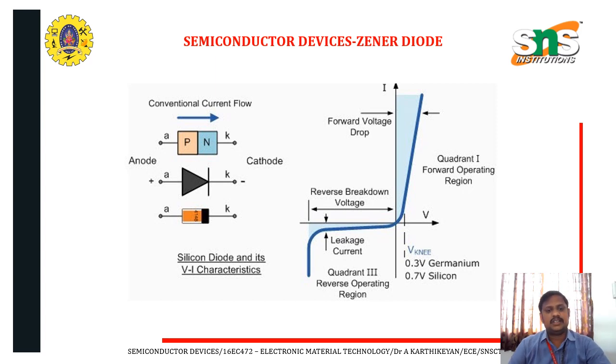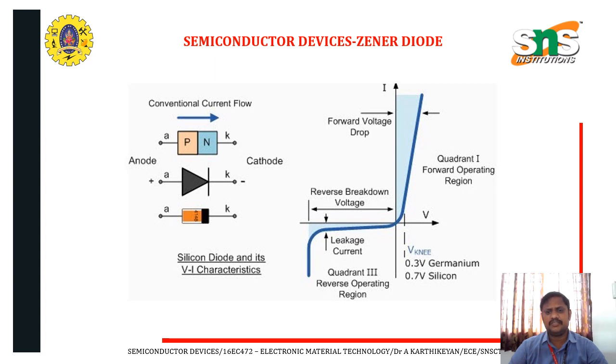So we have the anode and the cathode, the positive and negative terminals. Like a symbol, this is the structure of the semiconductor Zener diode. We have the anode and the cathode terminal. The cathode is the negative terminal and the anode is the positive terminal. So the conventional current flows from the anode to the cathode.